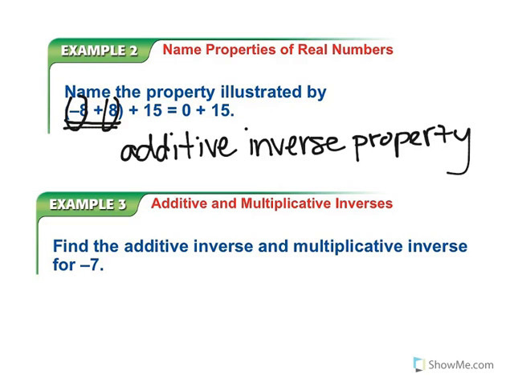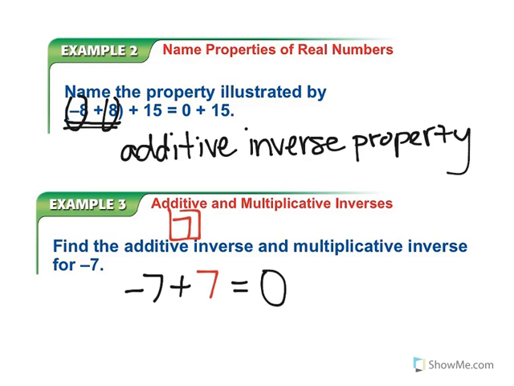Example 3. Find the additive inverse and multiplicative inverse for negative 7. First, to find the additive inverse, that means negative 7 plus some number has to make it equal 0. Well, the opposite of negative 7 is 7. So the first answer to our question is just 7.